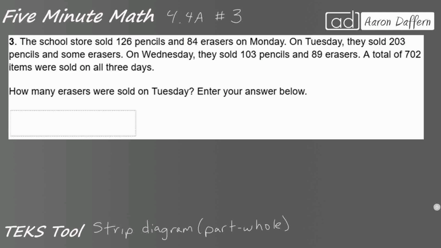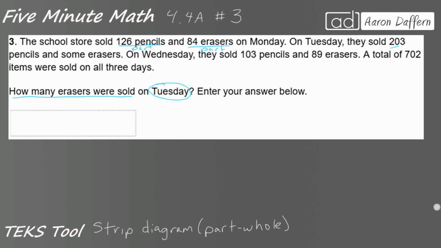So we've got a school store selling a whole bunch of things, and we are looking for how many erasers were sold on Tuesday. So let's go back and label our problem. We've got 126 pencils and 84 erasers on Monday. So each of these is going to be a part in our part-whole relationship.